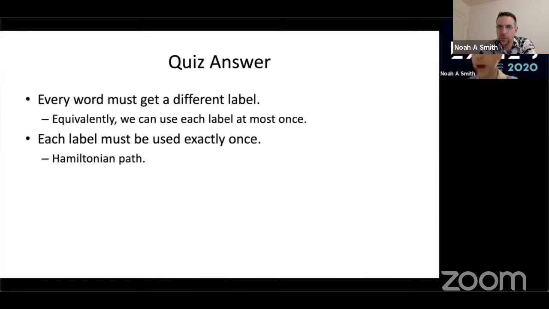So here's the answer, or an answer. Suppose I have a constraint that every word in the sequence must get a different label. Or equivalently, you can use each label at most one time. Another instance would be you have to use each label exactly once. I think this one's a little bit clearer why it doesn't decompose nicely. It's essentially a Hamiltonian path. You may remember that solving such problems in polynomial time is believed by most not to be possible.